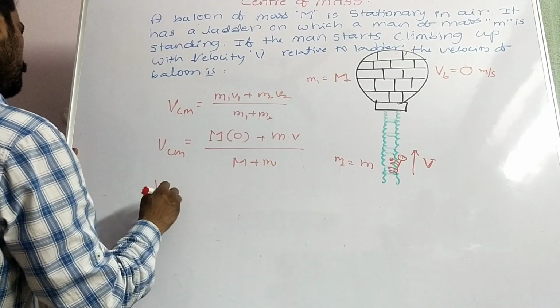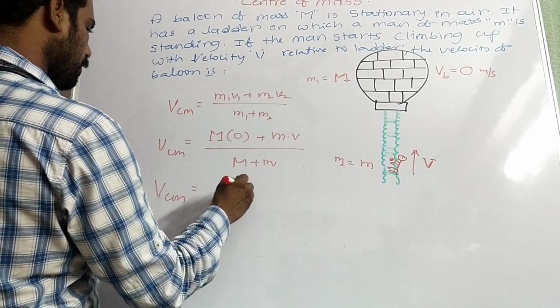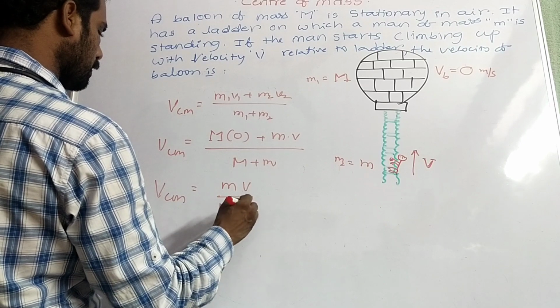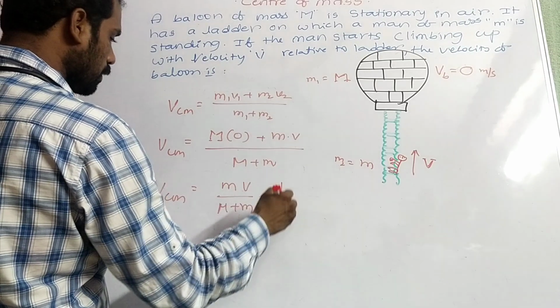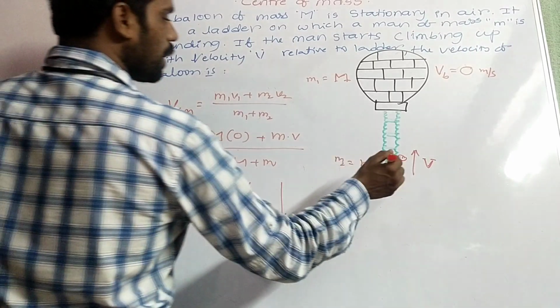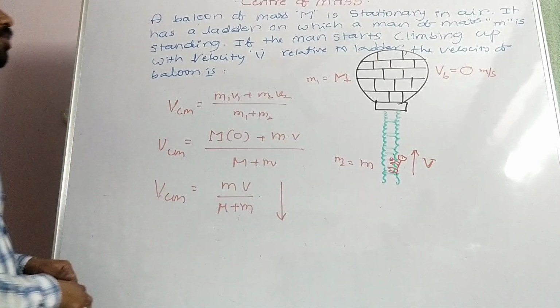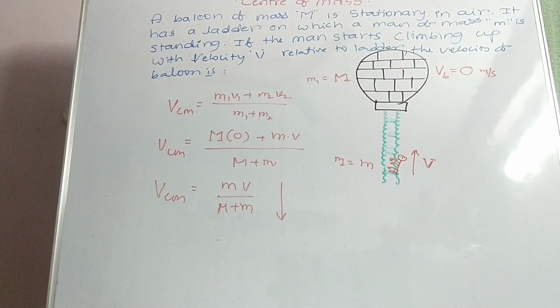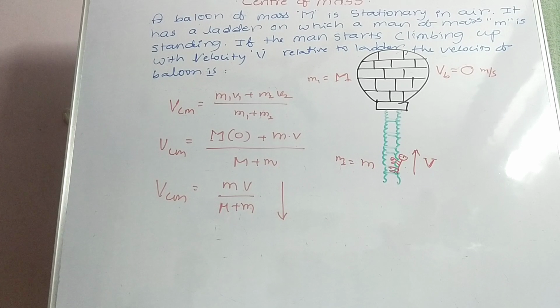So VCM is equal to m into v by capital M plus small m. It will be acting in the downward direction. Why? Because as the person is moving upward, the center of mass will shift towards the downward direction. So VCM is equal to m into v by M plus m.